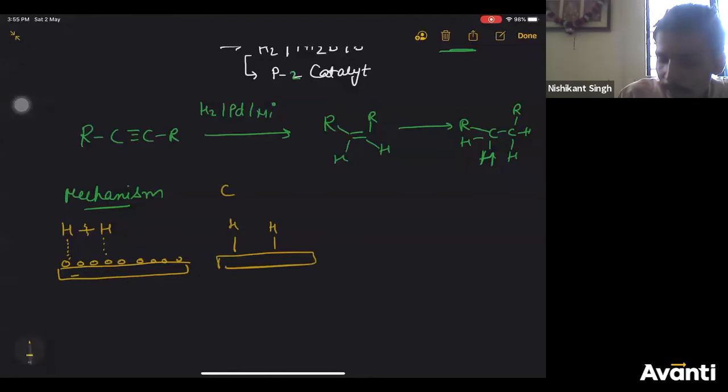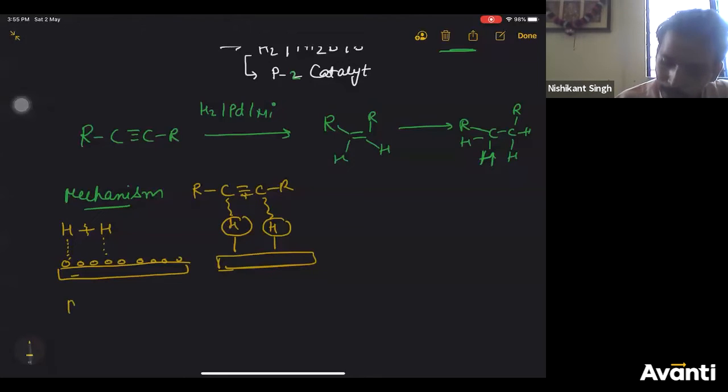Now alkyne will come, right? And this bond will break. So this carbon will take one hydrogen, this carbon will take one hydrogen. So you can see both the hydrogens are coming from the same side of the metal surface. Therefore, you'll get cis alkene.